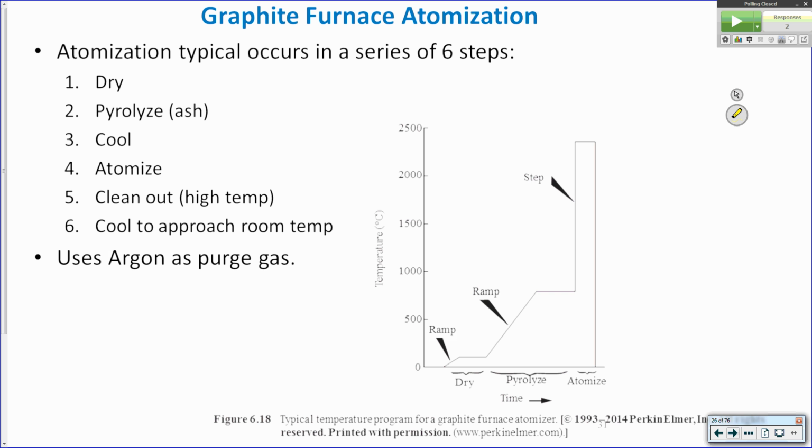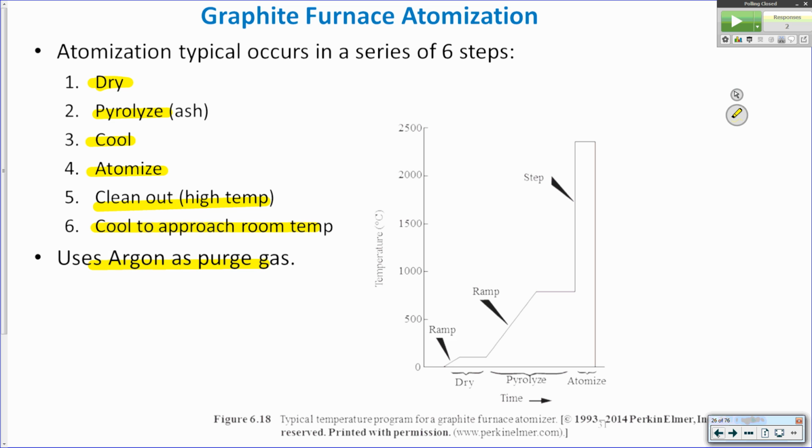So if we look at the steps, this is kind of like I showed you on the other one, and I'll just show you a little bit more in detail. First thing you're going to do is put your sample in, you're going to dry it. Then you're going to take the sample up to a high enough temperature that you're going to ash it, pyrolyze the sample. Then you're going to allow it to cool just a moment, atomize it, and then after it atomizes, you're going to let the temperature stay up there long enough that all of the sample is blown out. Okay, so it's a clean out time. And then you've got to allow it to cool to room temperature, and you use argon gas as your purge.